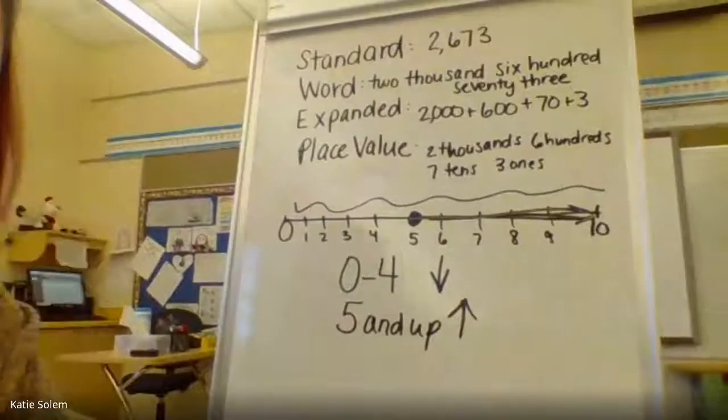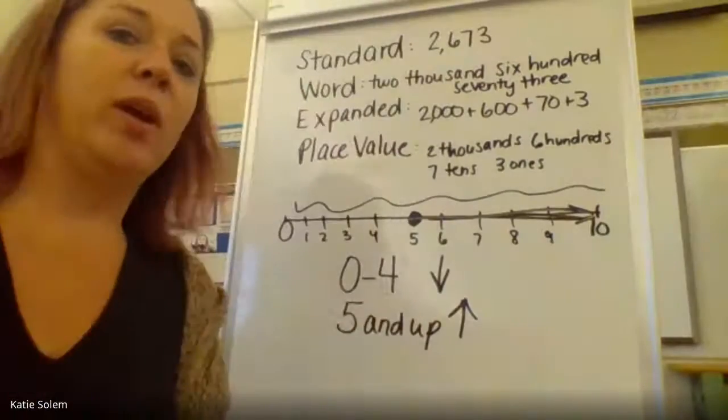Hi, fourth graders. Today we're going to talk a little bit about place value and ways to represent words and also how to round numbers. So a lot to do today. What I want to look at first is some different ways that we can write numbers.